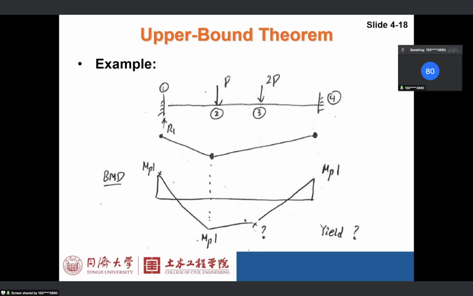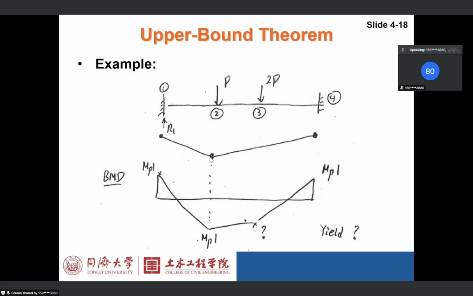So let's make the story difficult. Let's assume the plastic hinge is here. Although it's not correct, it's not right, let's assume the plastic hinge is here.